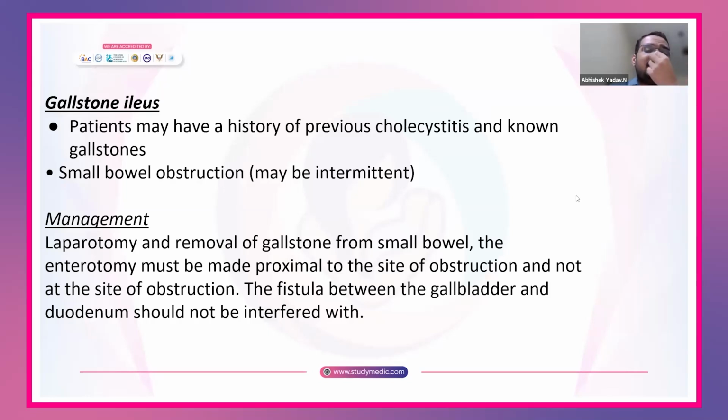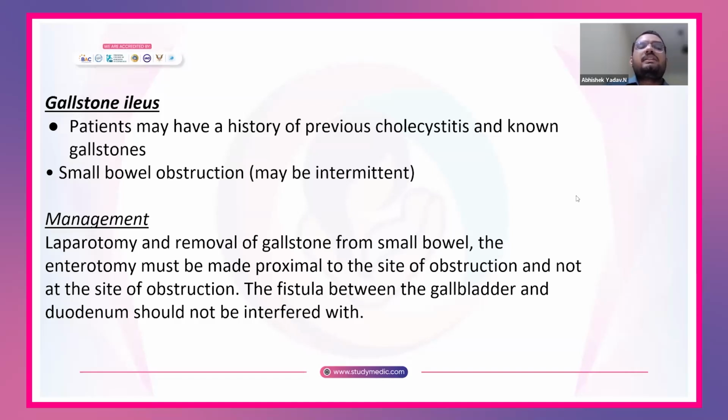Coming to gallstone ileus. Gallstone ileus is whenever the gallstones, I mean the cholesterol stones which are formed, enter into the intestine and cause small bowel obstruction. That's called gallstone ileus. This occurs whenever there is an abnormal communication between the common bile duct or gallbladder and the duodenum. In such conditions, the stones may escape and cause obstruction to the small bowel. Patients usually have a history of previous cholecystitis and gallstones.